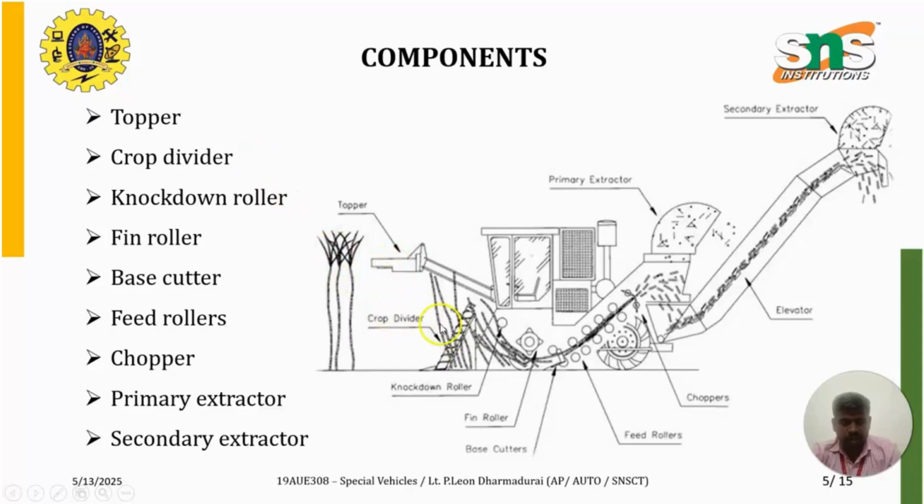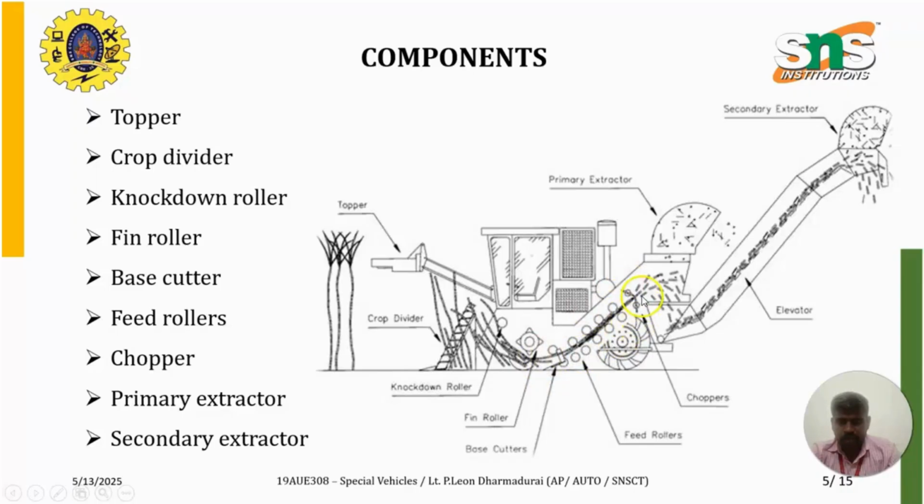And next comes the crop divider. It is present over there. In addition to that, a knockdown roller is also placed there, which plucks the sugarcane from the ground surface. And a fin roller is placed here, where it acts as an extra pulling medium that pulls the sugarcane into the conveyors. Then the base cutter is present here, where it cuts the sugarcane into different pieces. And the feed roller serves as the conveyor for passing these sugarcanes.